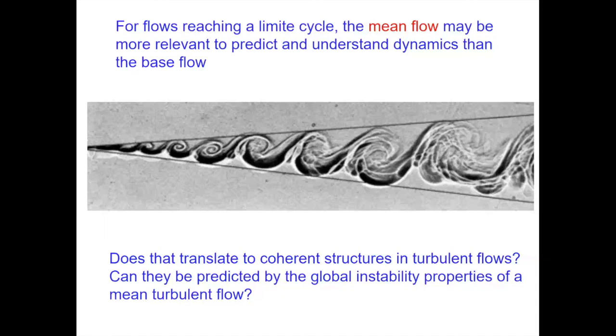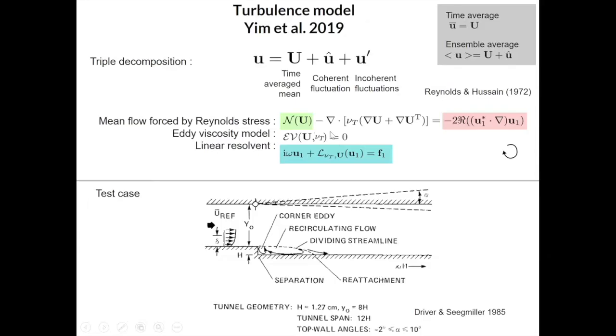We need to couple a linear resolvent as before, which is now calculated on the mean flow, U. A mean flow, again, which is forced by the Reynolds stresses of the coherent fluctuations, but also of the incoherent turbulent fluctuations. And we need a turbulent model here, which is an eddy viscosity model, which finds the eddy viscosity in UT as a function of the base state only. Okay, so the idea is that the small scales, incoherent small scales, and the coherent fluctuations never talk directly to each other. They only talk to each other through the mean flow.